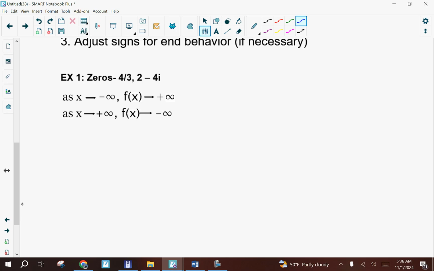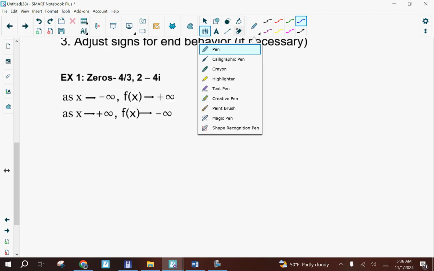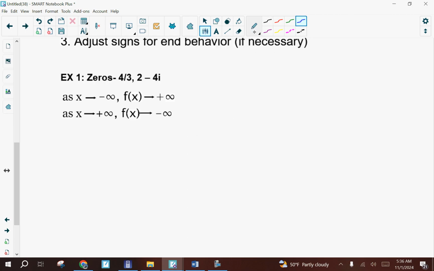So I'm going to start off by, let me make my pen just a little bit skinnier. I don't even know how to do that. Oh, well, I'll just use a fat pen, whatever.